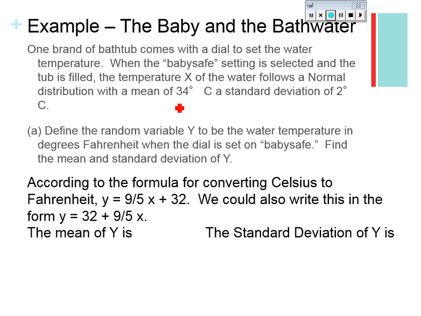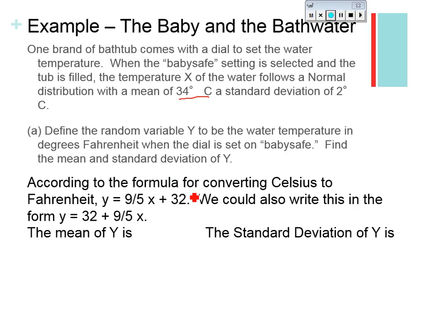The question here says, one brand of bathtub comes with a dial to set the water temperature. When the baby safe setting is selected and the tub is filled, the temperature, which we'll call X, follows a normal distribution with a mean of 34 degrees Celsius and a standard deviation of 2 degrees Celsius. The question says to define the random variable Y to be the water temperature in degrees Fahrenheit when the dial is set on baby safe. Find the mean and standard deviation of Y.